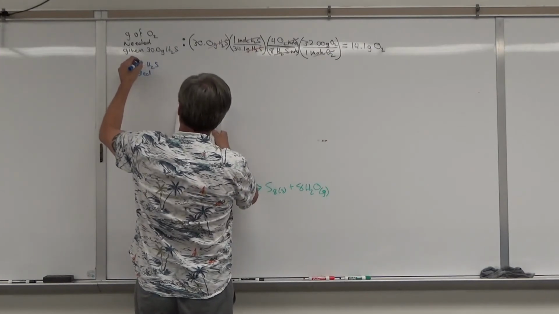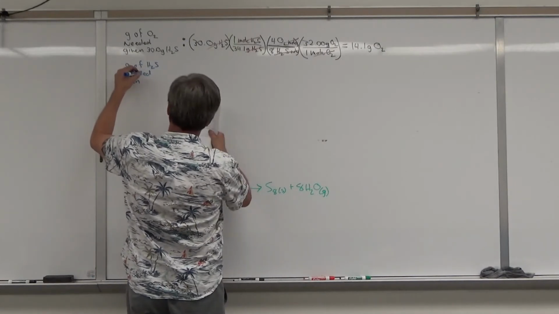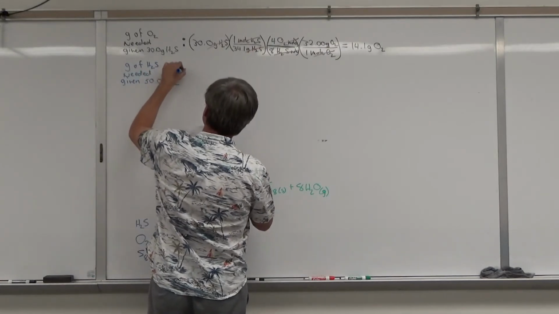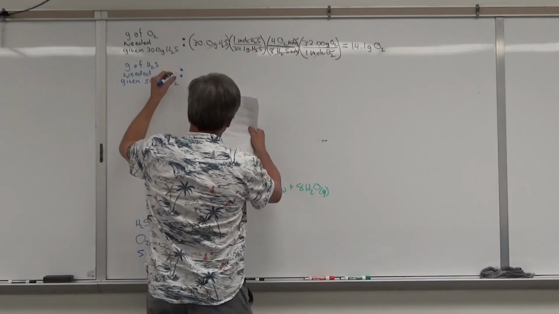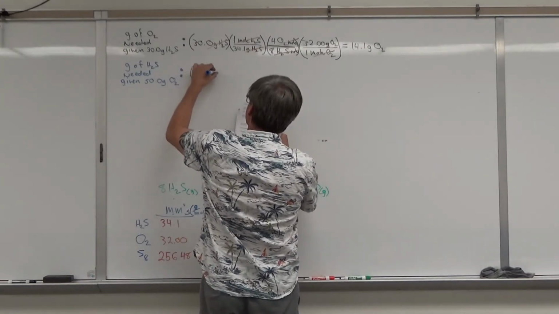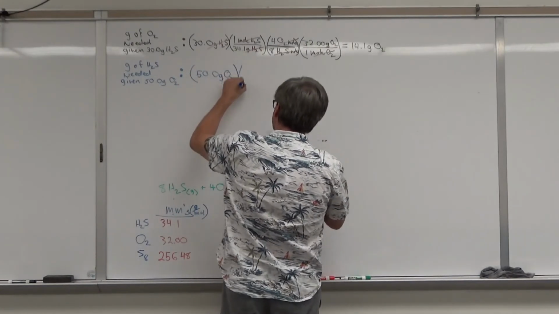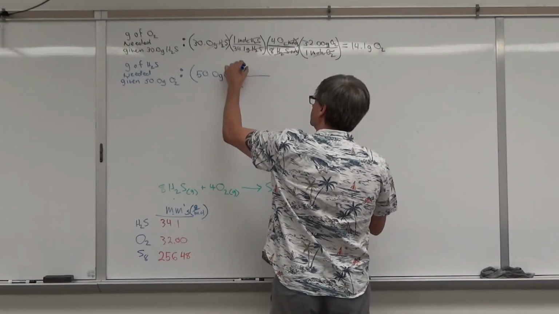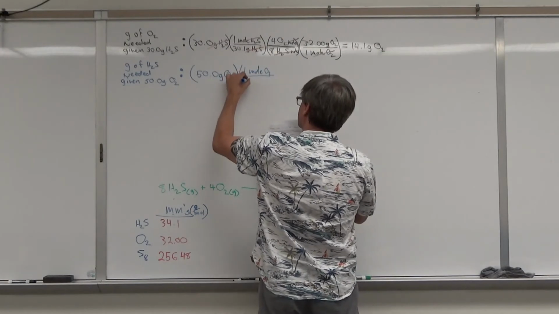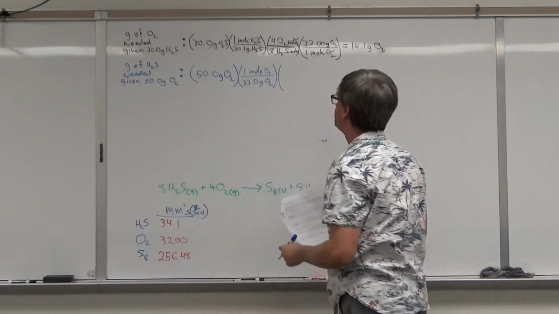So, grams of hydrogen sulfide needed. Given 50 grams of O2. 1 mole of O2 is 32.0 grams of O2.